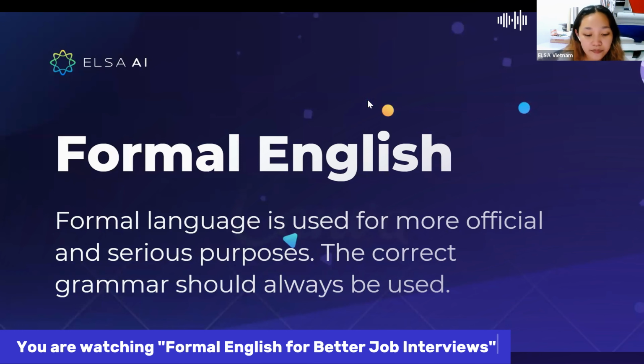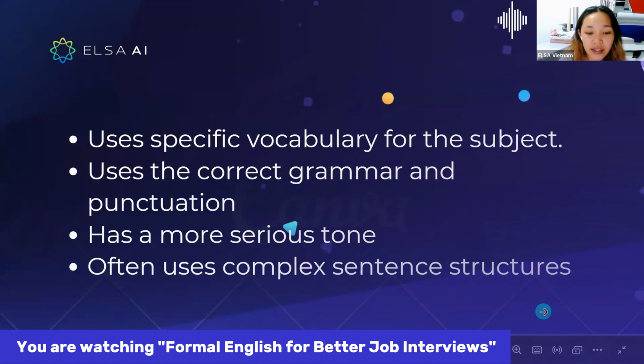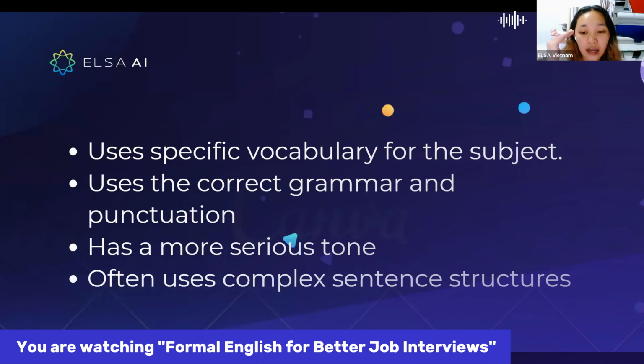And then next, these are the things that define formal English, right? It uses specific vocabulary for the subject. It also uses the correct grammar and punctuation. This is for the writing. Grammar and punctuation is really important for formal English because you try to be as complete as you can when you're communicating through this method.